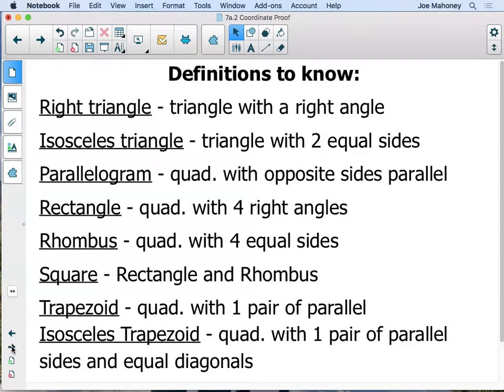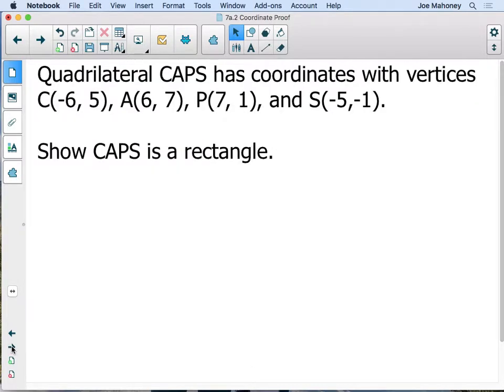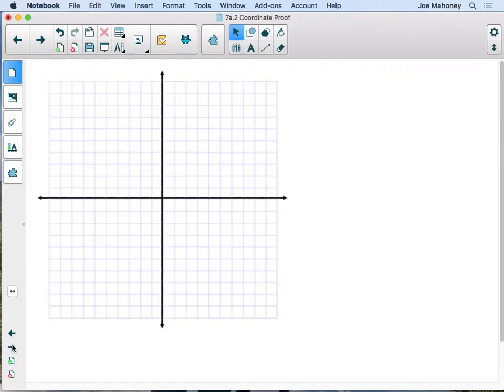Okay, we're moving. So here's an example of a problem where we're given a quadrilateral. We have its vertices having specific coordinates, and we want to show that it's a rectangle. So we've got to ask ourselves, what's a rectangle? Maybe graphing it might help us out a little bit. I always recommend graphing it.